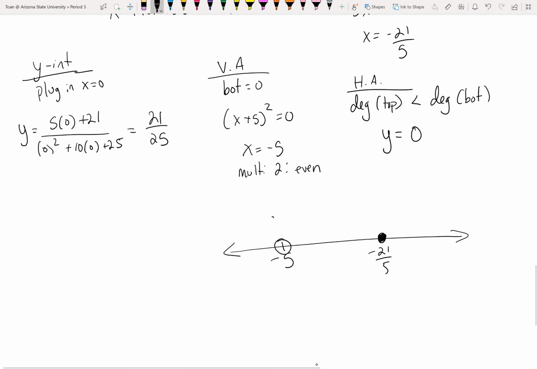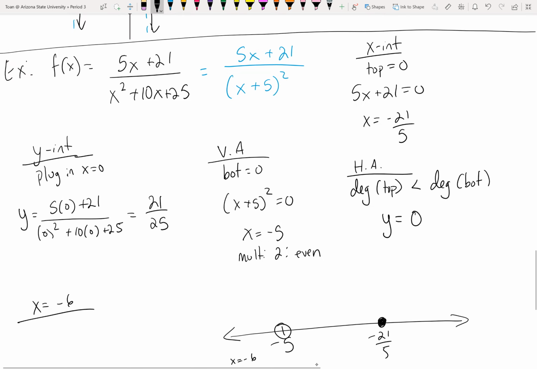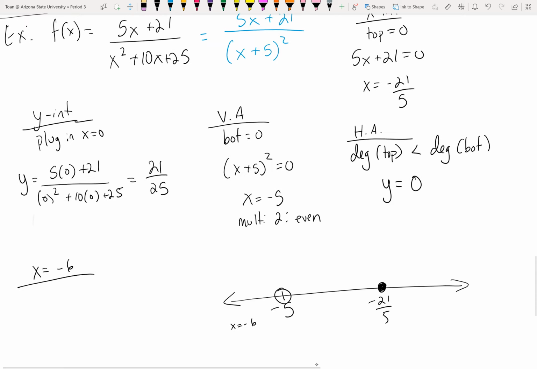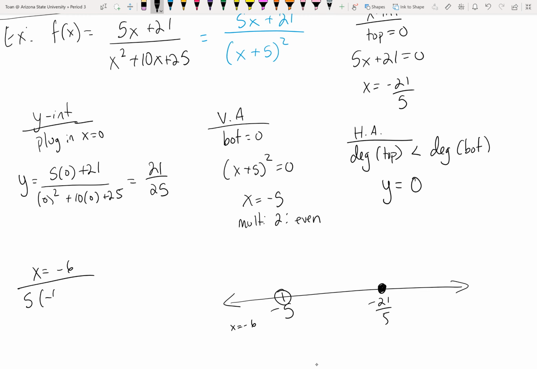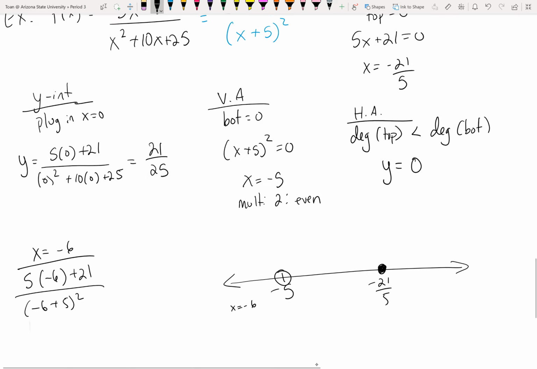So let's pick a number in this region. What's to the left of negative 5? Negative 6. Why not? So I'm going to test x equals negative 6. You can plug it into the factored form, or you can plug it into the regular. It really doesn't matter. I like the factored form as much as possible. So we get 5 times negative 6 plus 21 over negative 6 plus 5 squared. Again, I really don't care about the answer. I just care about if it's positive or negative.